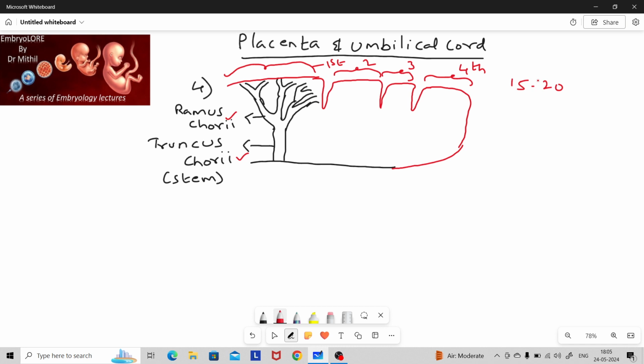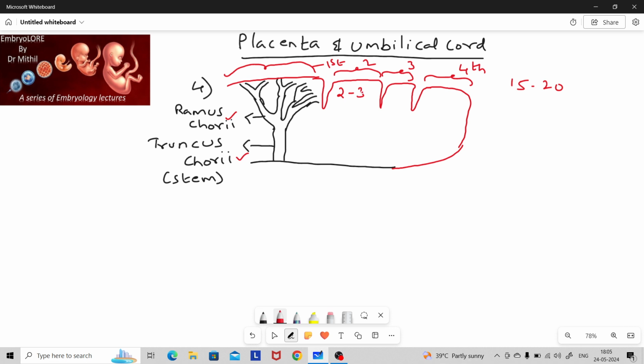Now what is happening in each cotyledon? Let us discuss each cotyledon. They will contain 2 to 3 anchoring villi, and as the pregnancy proceeds, the placenta also enlarges. So this is how the placenta is formed.